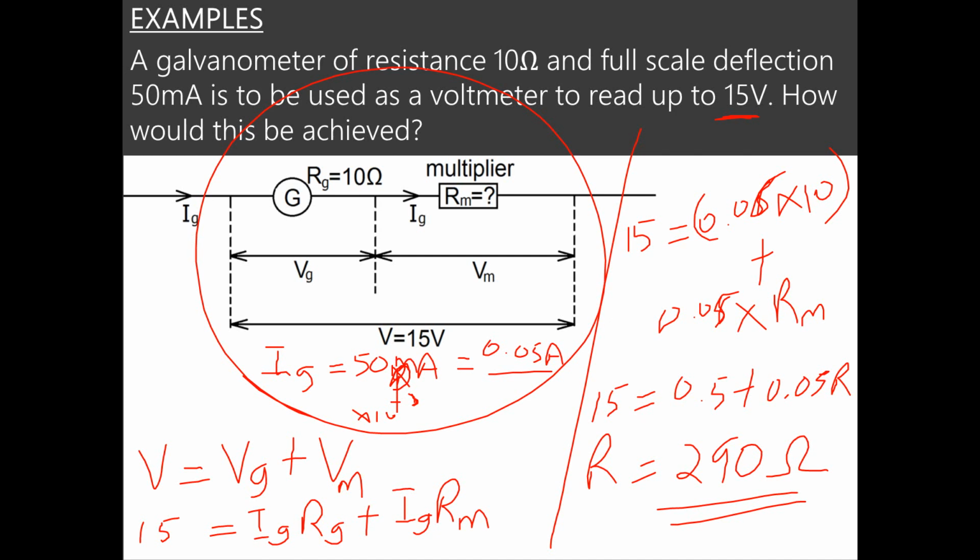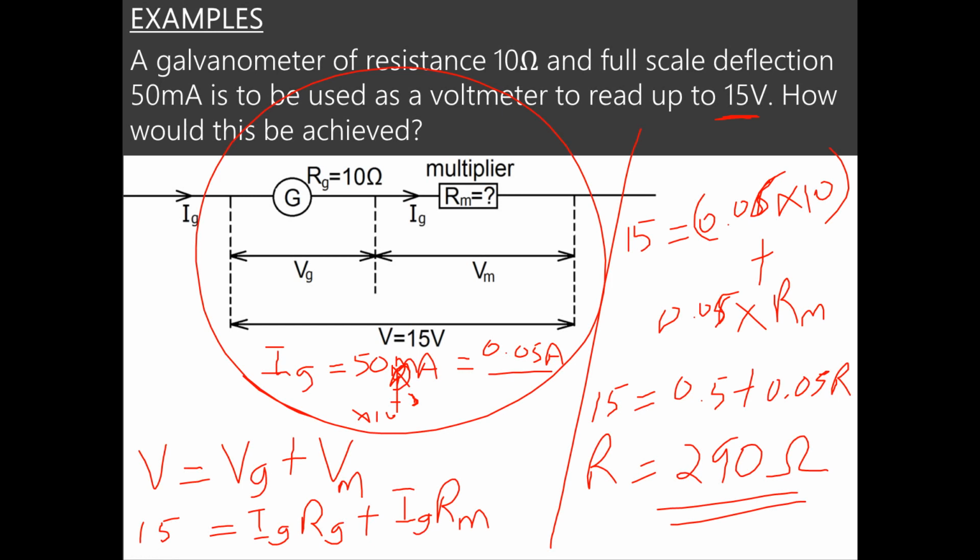So you explain, or you talk about it, because you've calculated the resistance of the multiplier. You say this is achieved by connecting a multiplier of resistance 290 ohms in series with a galvanometer.